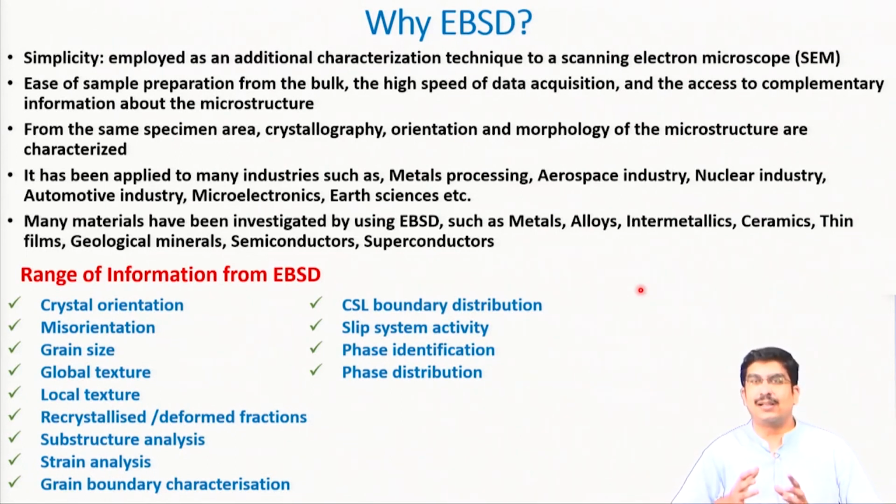Obviously, there is also the different range of information you can get from EBSD: from the same specimen area you can get information about crystallography, orientation, microstructure and phase, everything. You can also couple it with complementary characterization techniques, like EDS or WDS. So you can get chemical information as well as orientation related and crystallographic information, and you can club them together.